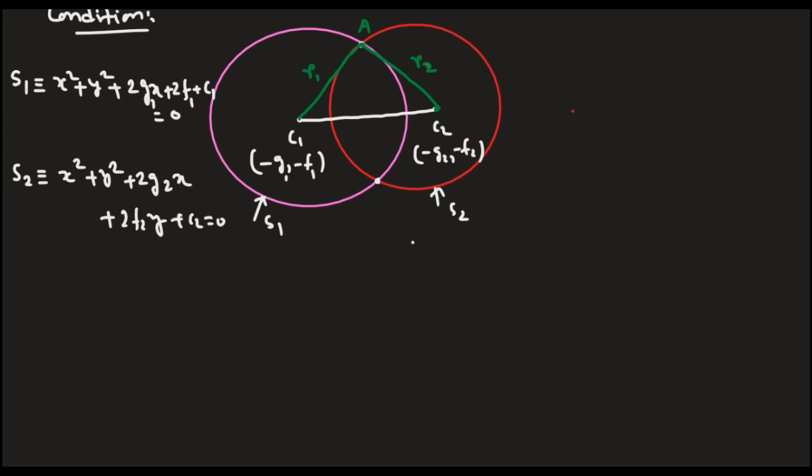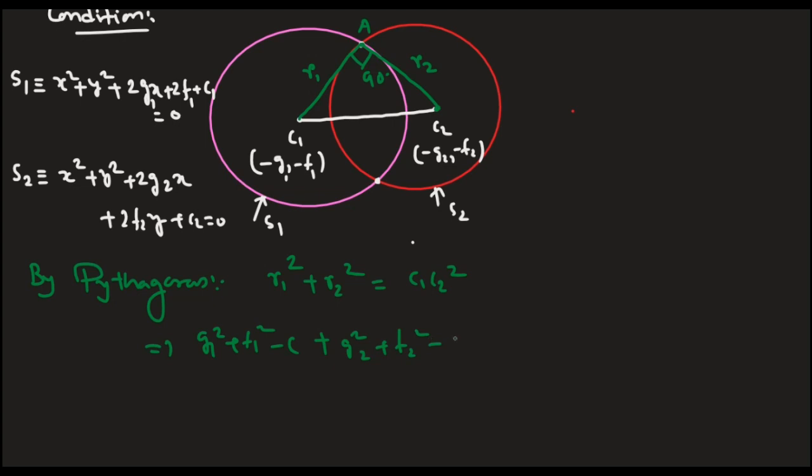Now our target is to calculate the condition for orthogonality. We know that this angle is 90 degrees, so we can apply the Pythagoras theorem. By Pythagoras, we can write R1 square plus R2 square equals C1C2 square. R1 square we know is g1 square plus f1 square minus c1. R2 square is g2 square plus f2 square minus c2.